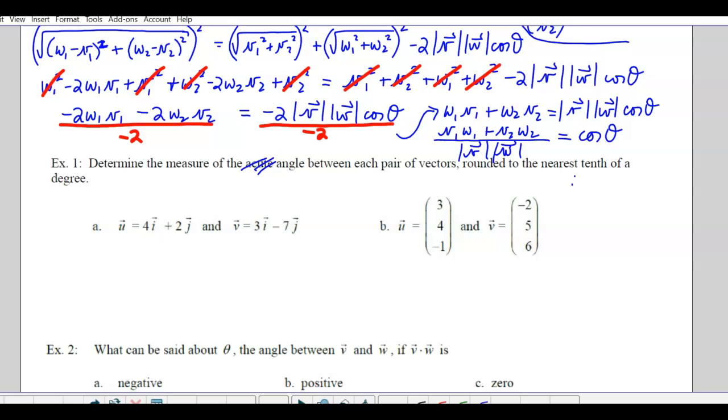So here we'll do U dot V over magnitude of U, magnitude of V. So that's the formula. You don't have to copy it out each time, but I just did it. It's our first time doing it. So the dot product of each of those, you can just do that in your head, or you can show the two steps. So that'd be 12 minus 14.